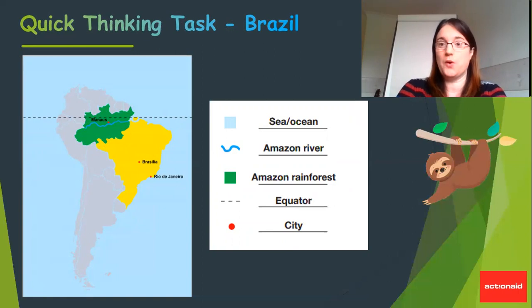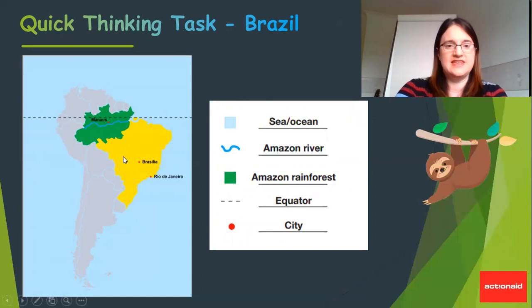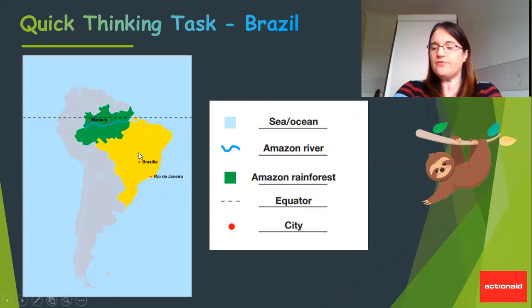The dotted line is the equator that we've already talked about today. And then the reds are some key cities in Brazil. So in Brazil, the capital of Brazil is called Brasilia, and you can see that on the map down here. And Rio de Janeiro is Brazil's second largest city. So that's a really big city. So not the whole of Brazil is a rainforest. We've got lots of built up areas as well, and urban areas as well.